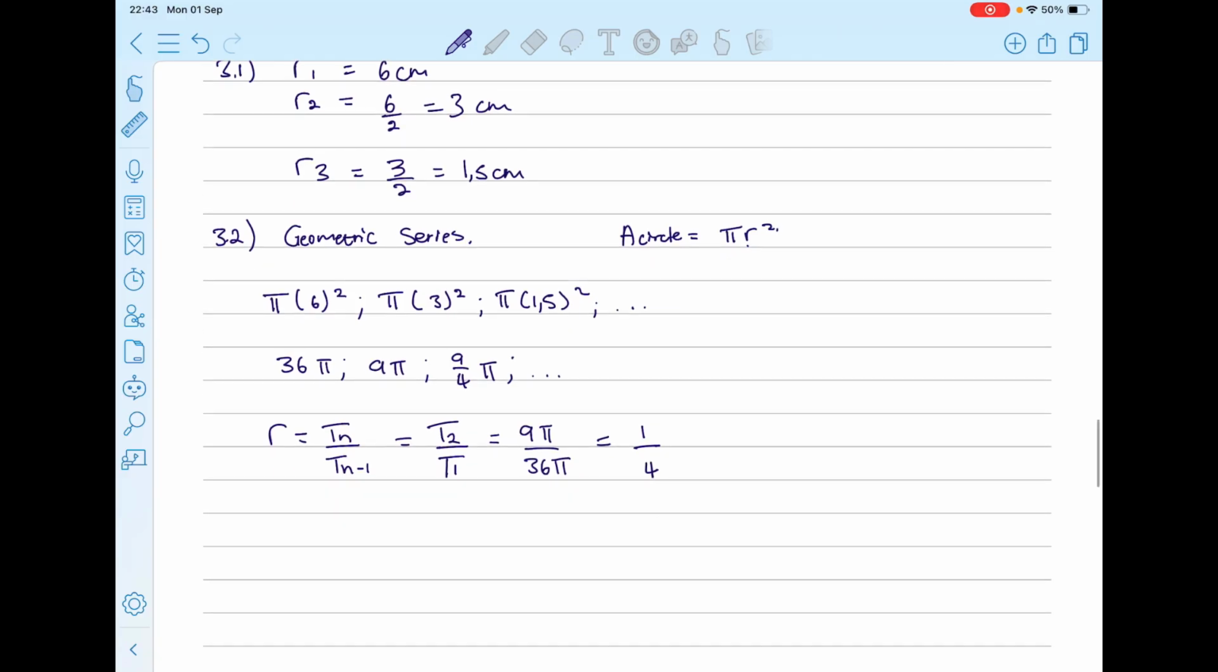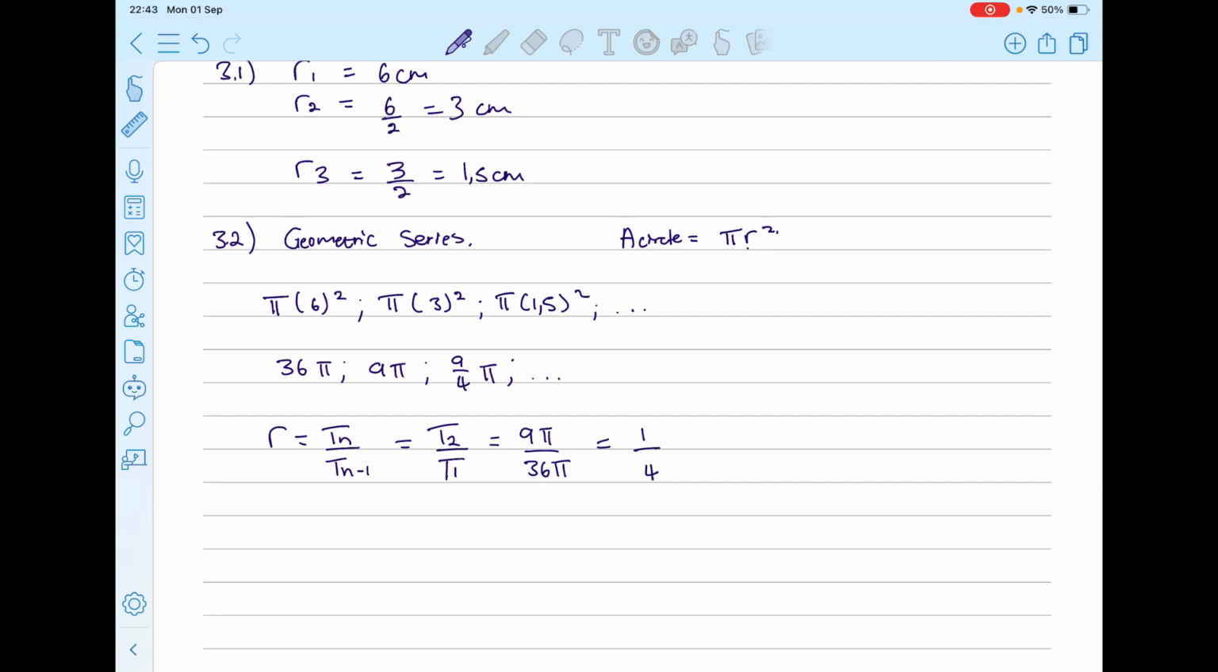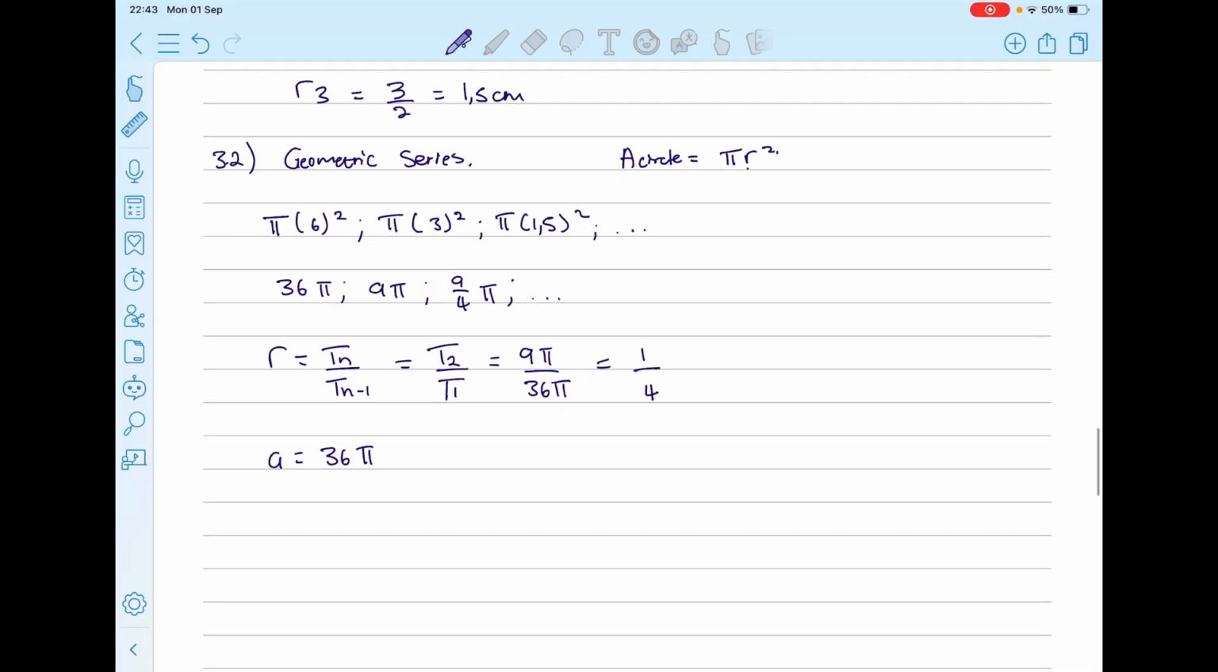Okay, and then A is just equal to our first term, which is 36 pi. And this is all the information that we need for us to then get our geometric series. So Sn is equal to A(r to the power of n minus 1), all divided by r minus 1.